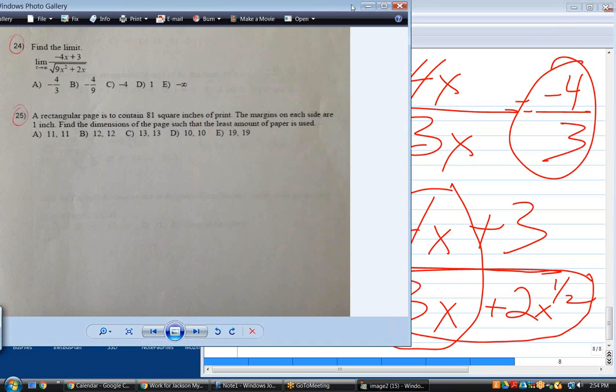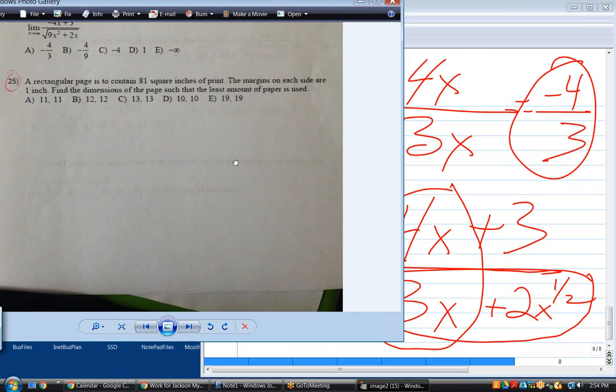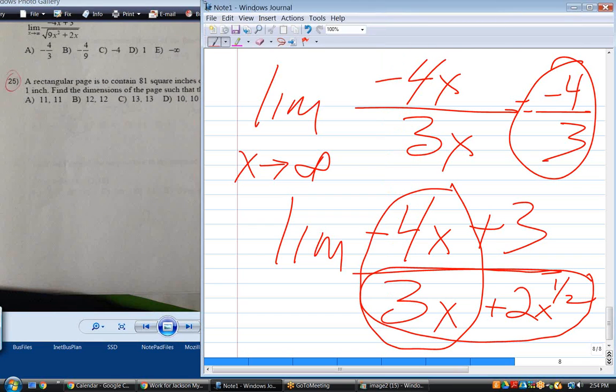Okay. All right. An optimization problem.